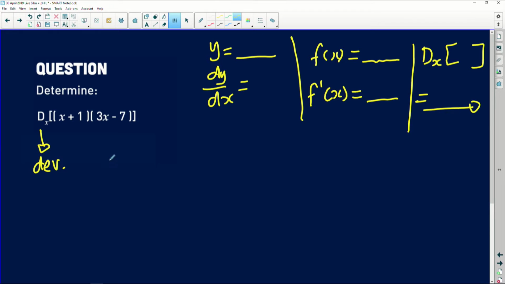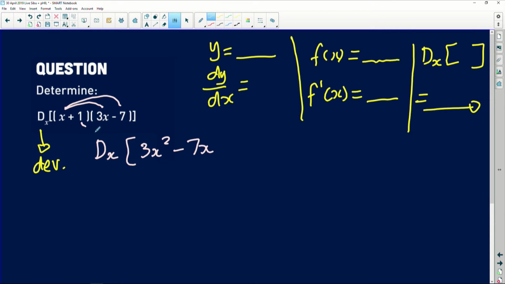Our question is not yet in the form that we need, the form coefficient base exponent. So I'm first going to attempt to change it into that. We've got d of x equals, if I multiply out those brackets, x times 3x gives me 3x squared, and then x multiplied by minus 7 will come out as minus 7x.